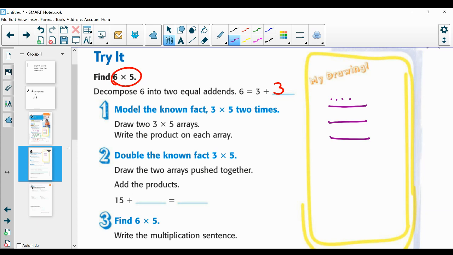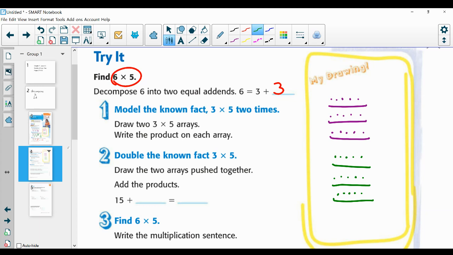1, 2, 3, 4, 5. Now I'm going to do a second array of 3 rows of 5, with 5 in each row. Okay, so now technically I have 6 rows of 5, right?